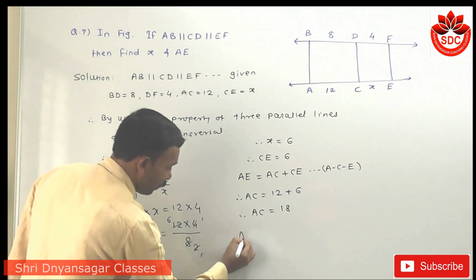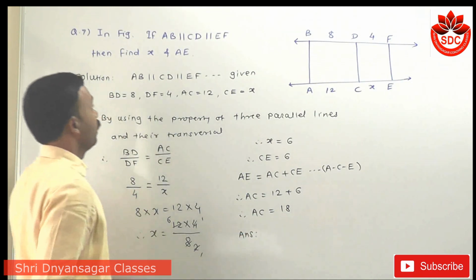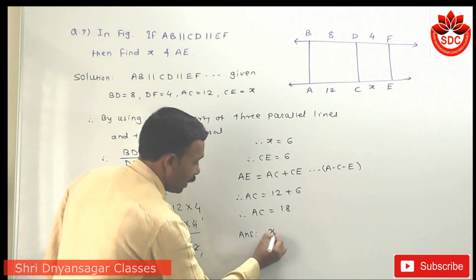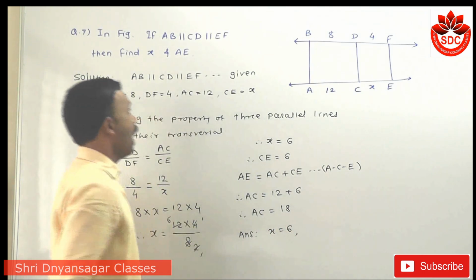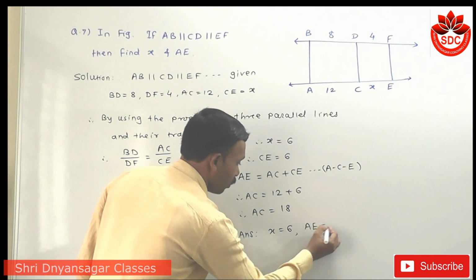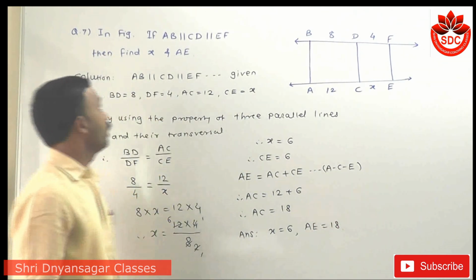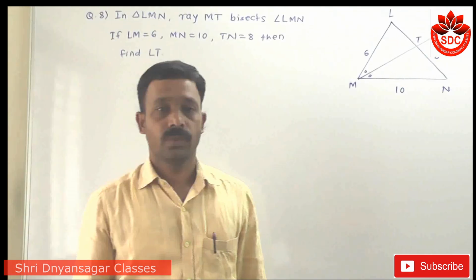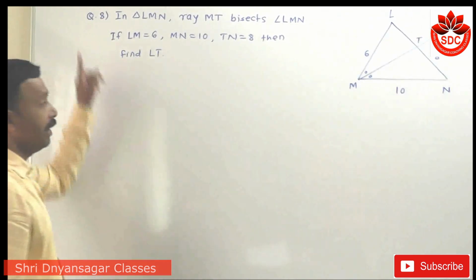Therefore, write the answer in a full sentence. Therefore, answer: the value of X is equal to 6 and the value of AE is equal to 18. This is our question number 7. Then the next question is question number 8.